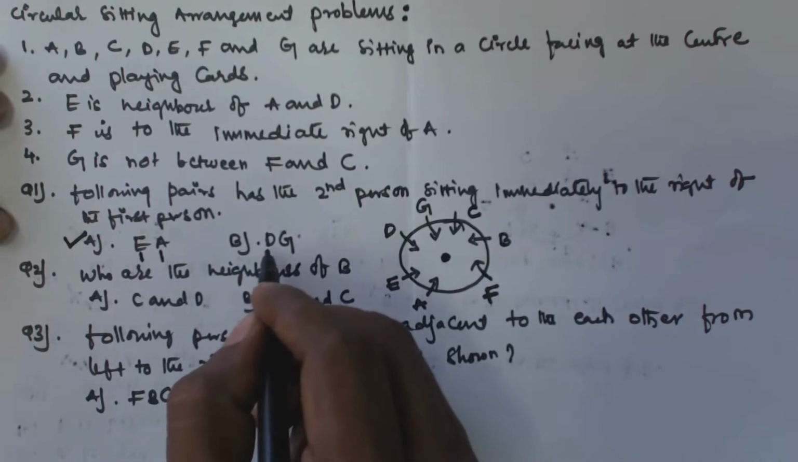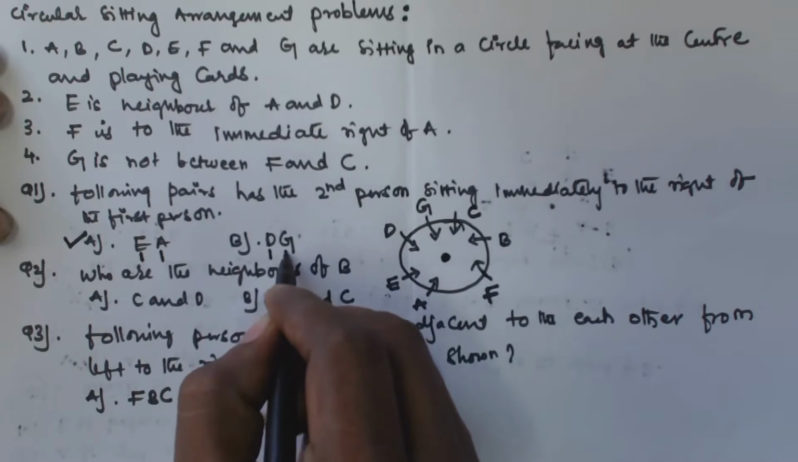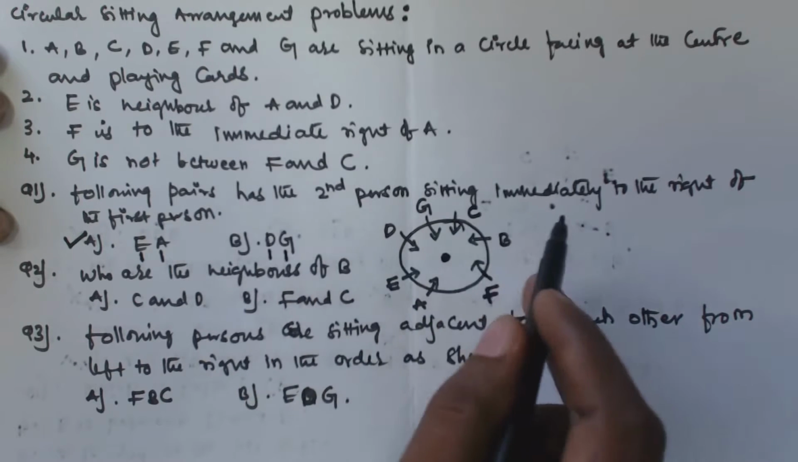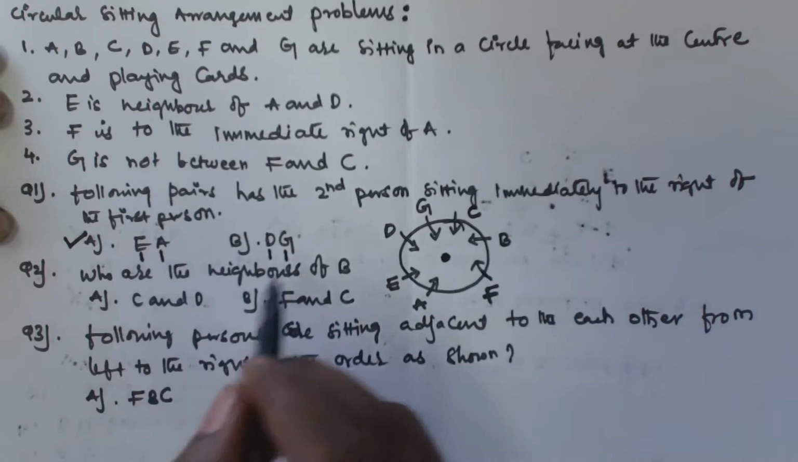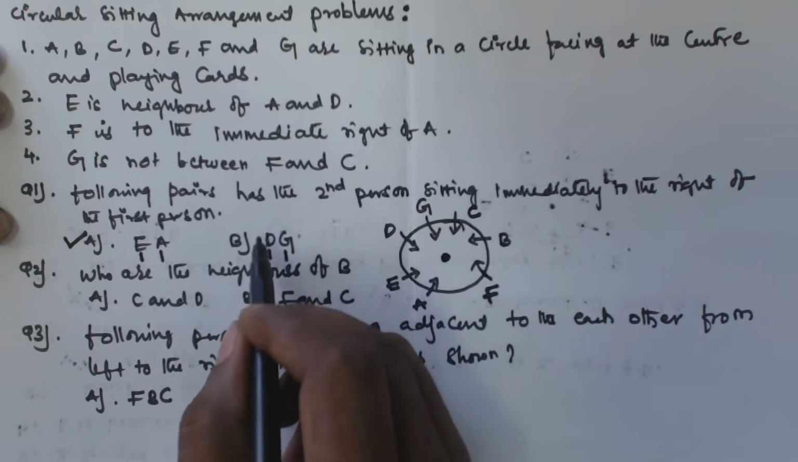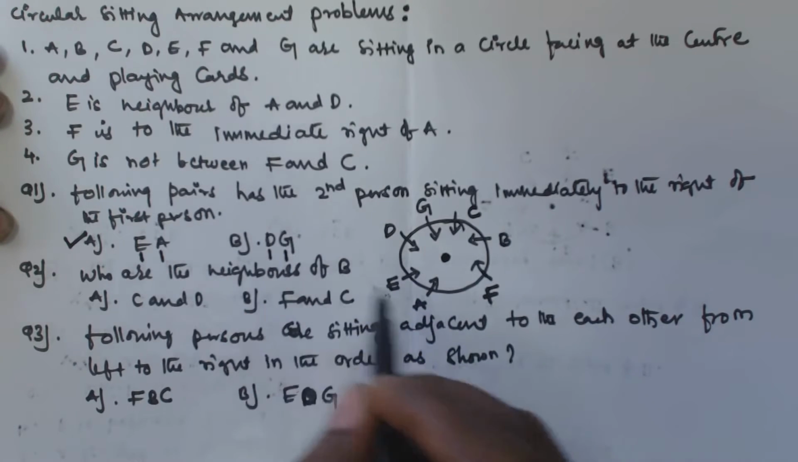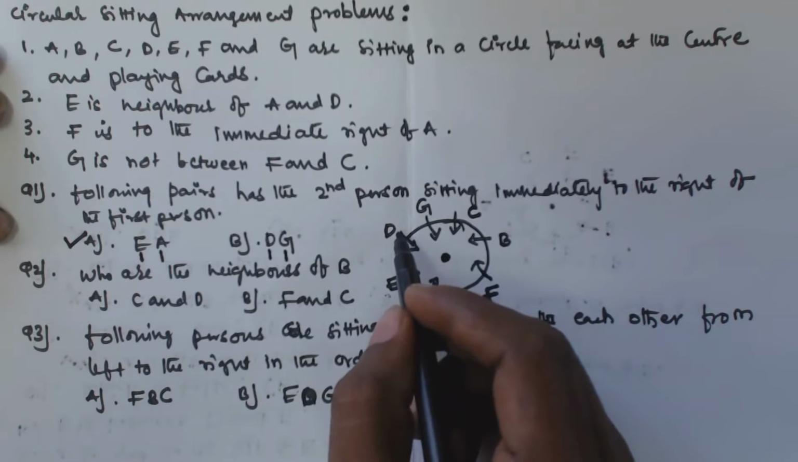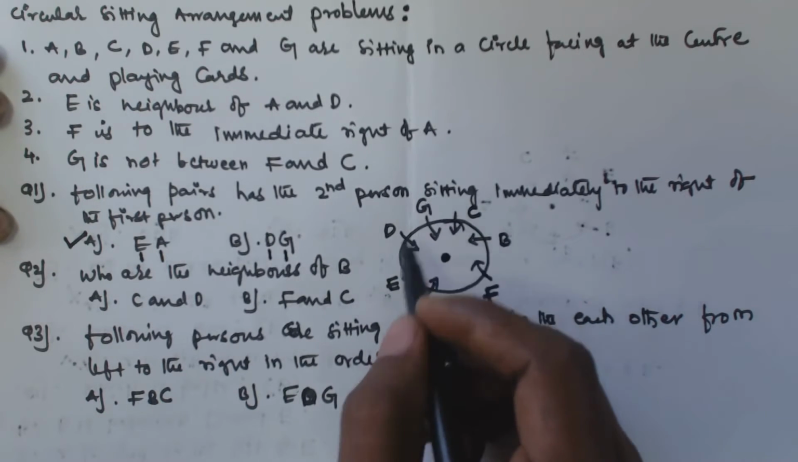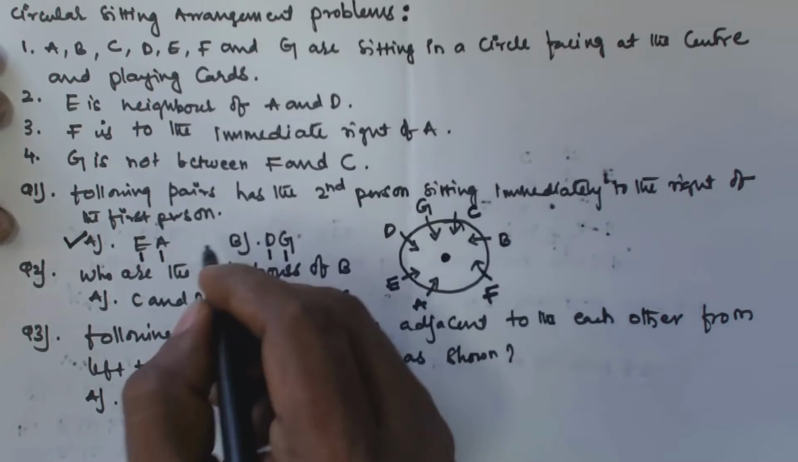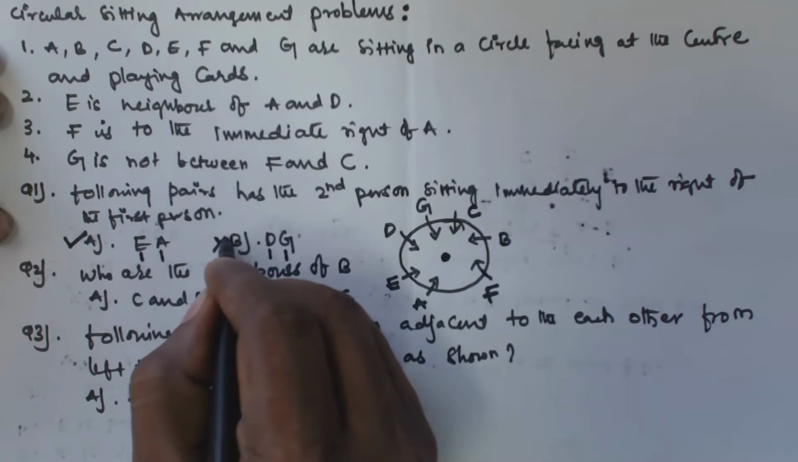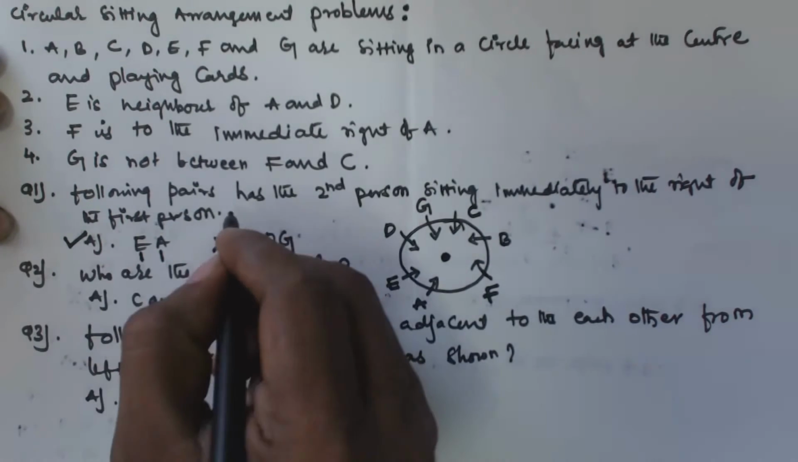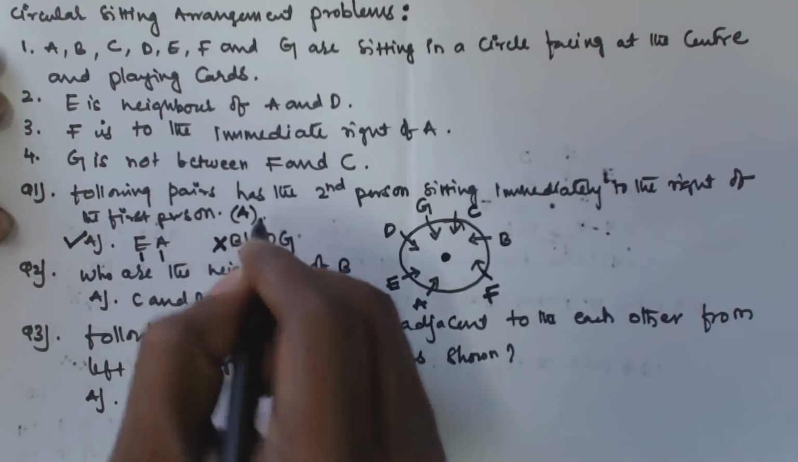Now we check D is the first person and G is the second person. According to the problem statement, the second person sits immediately to the right of the first person. So is G sitting immediately right of D or not, that we have to check. Where is G? G is actually sitting immediately to the left of D, not the right. So that's why this one is false. So the answer for question one is A.